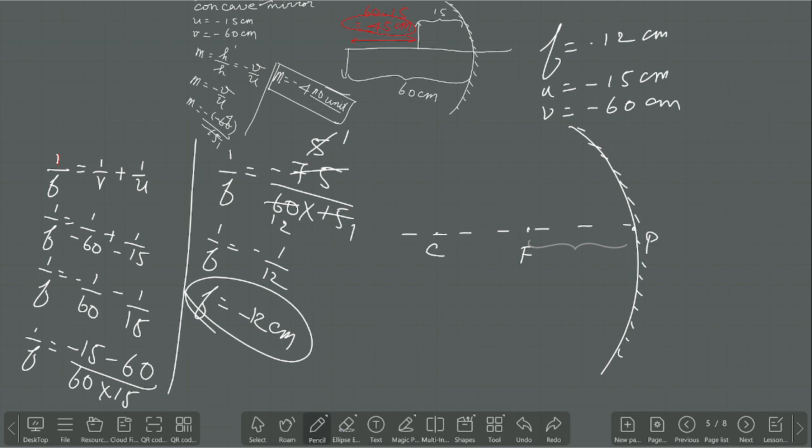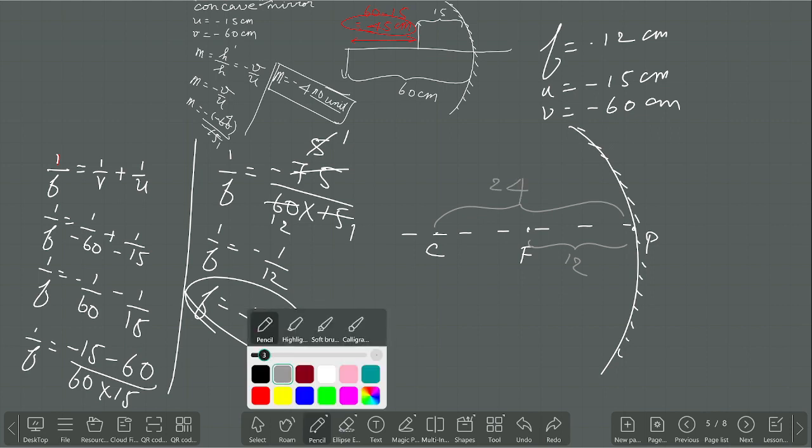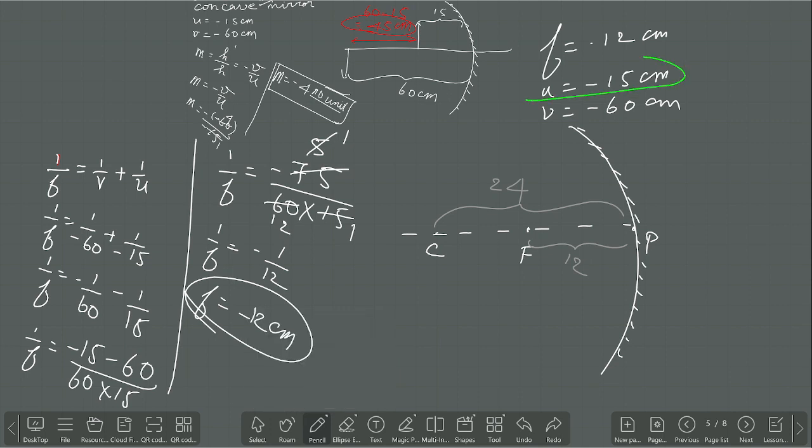What is the value of focal length? 12. If focal length is 12 means what will be the radius of curvature? 24. Now look at the condition over here where the object is located. 15. Just say only the magnitude alone, 15. That means it is greater than 12 but lesser than 24. That means where the object is going to be located? Between C and F. So this is going to be A and this is going to be B.